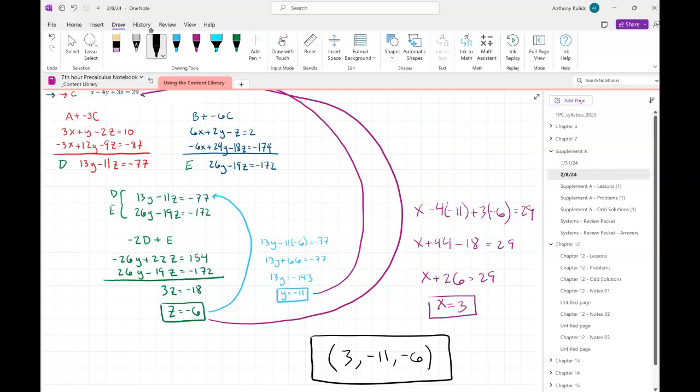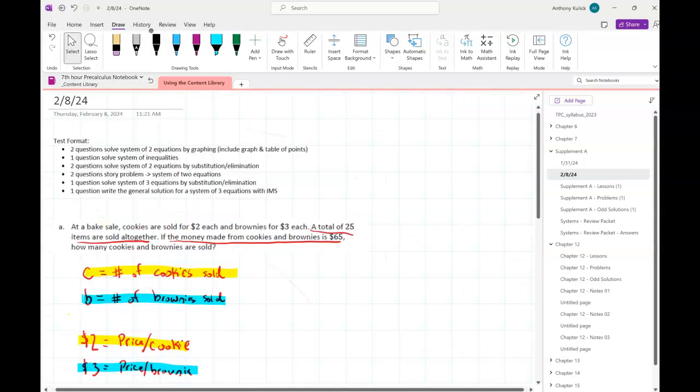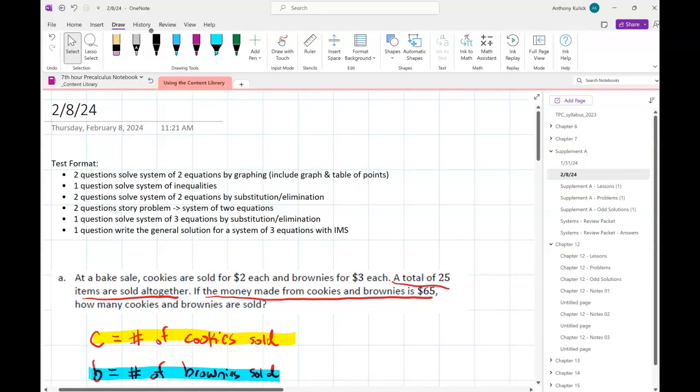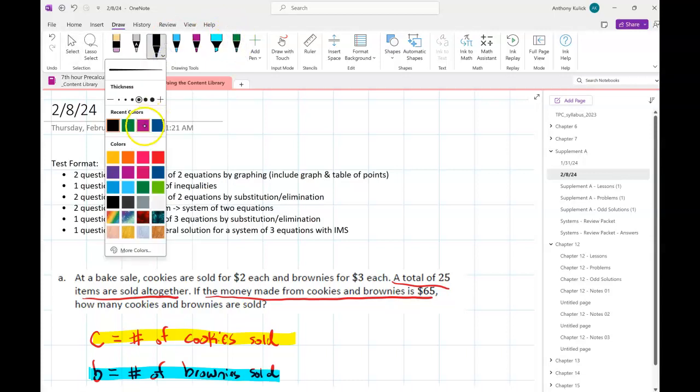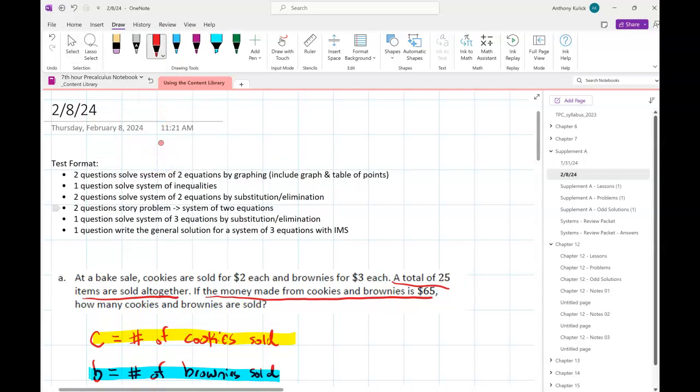Does that feel okay walking through that? The pace was okay. I tried to go pretty slow and explain what we're doing. So what did we do? We did this and we did this.